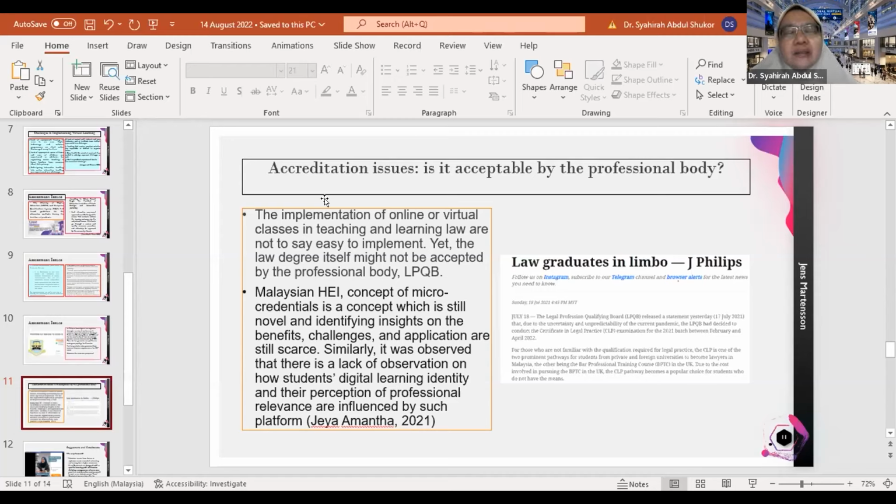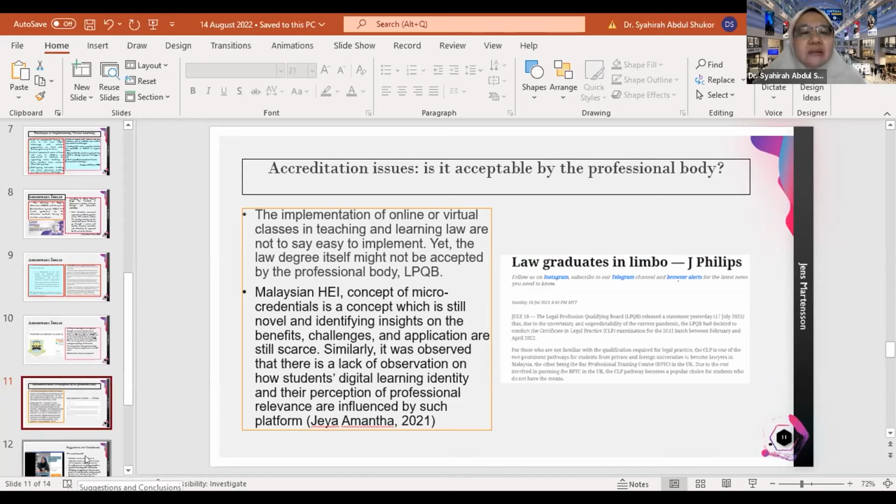Malaysia, the higher learning institution, at the same time, has moved forward, especially the Ministry of Higher Education, with the concept of micro-credential, which is a concept that is still novel, and insights on the benefits, challenges, and applications are still scarce. Similarly, it was observed that there is a lack of research on how students' digital learning identity and their perception of professional relevance are influenced by such a platform.